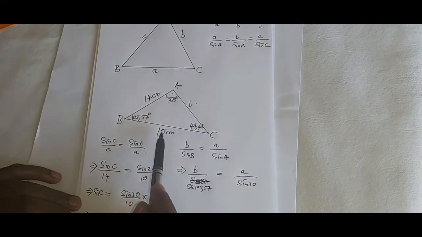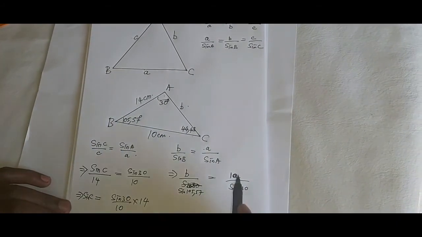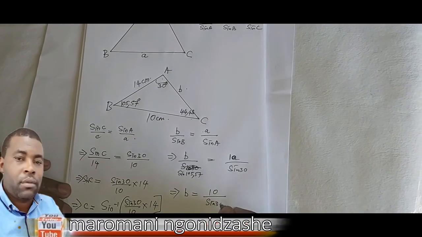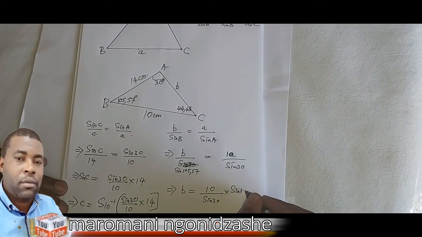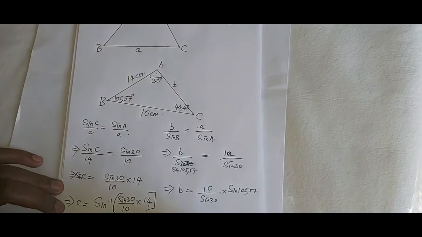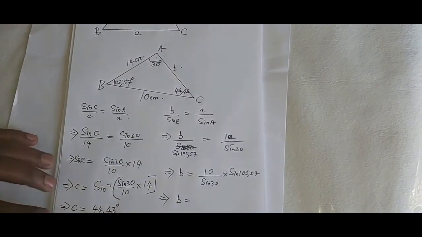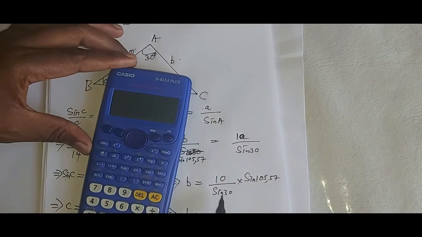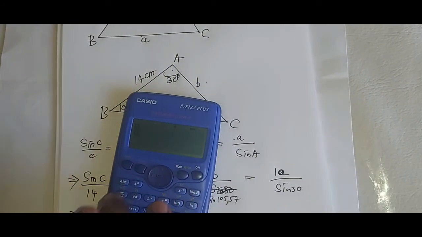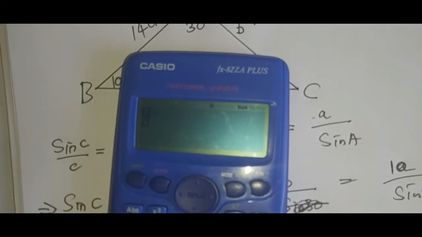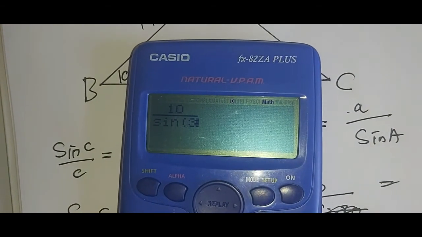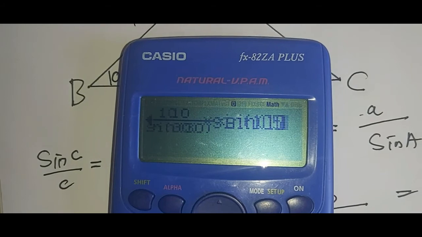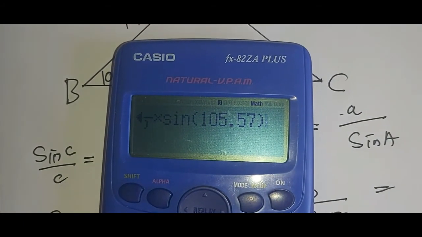And my a in this case is 10 centimeters, so it is 10 over sine 30, which implies that b is equal to 10 over sine of 30 multiplied by sine of 105.57. Then again, you must punch it into your calculator. So b is equal to 10 divided by sine of 30, close bracket, multiplied by sine of 105.57, close bracket, equals.